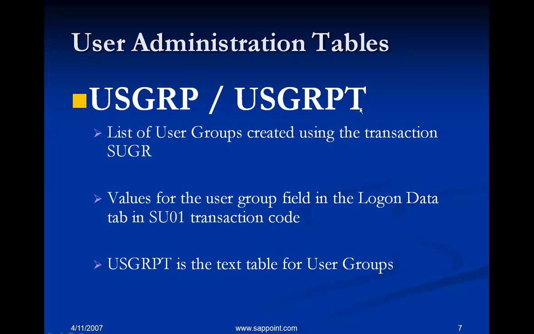Now USGRPT is another table which contains the text of what you enter in USGRP. I mean text meaning the description of those user groups in different languages, like German or English or Spanish. The translations for the descriptions that you give for user groups are stored in USGRPT.